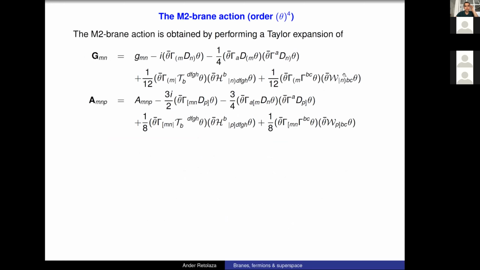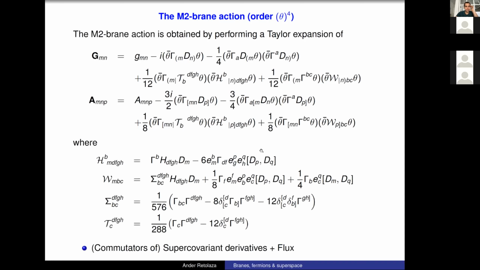So far so good. But then we also obtain a bunch of terms, both for the metric and for the 3-form, that are more ugly. These terms have this aspect here. They involve commutators of super covariant derivatives, or super covariant derivatives and flux field strength. It just tells you that the expression gets more and more involved as you go to higher orders. So this is the expression that we obtained, and with these expressions, we can move on and start considering what happens with the T2-branes.